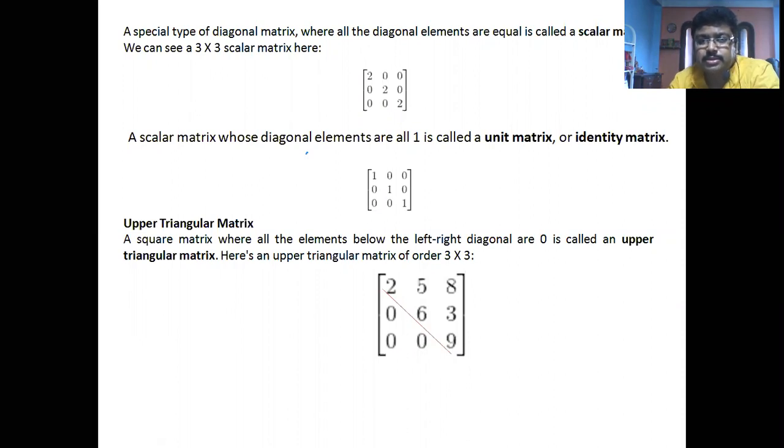This is a scalar matrix. This is an example of a scalar matrix, and all the elements along the diagonal are equal. So this is a scalar matrix.